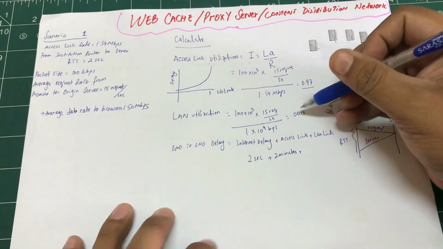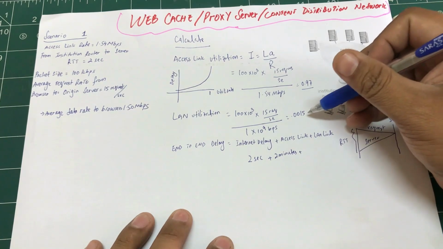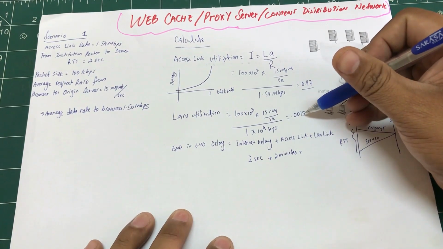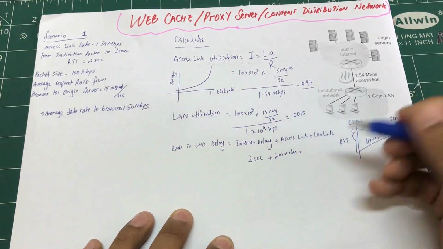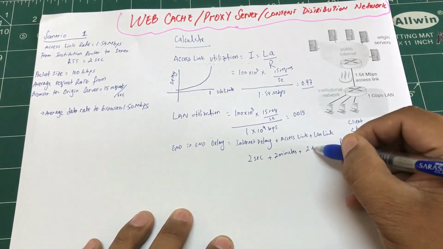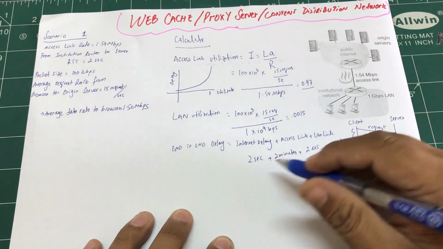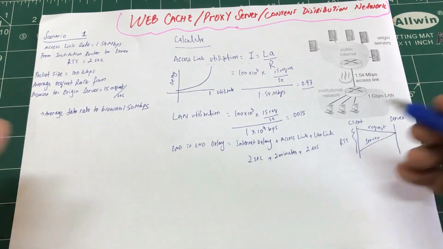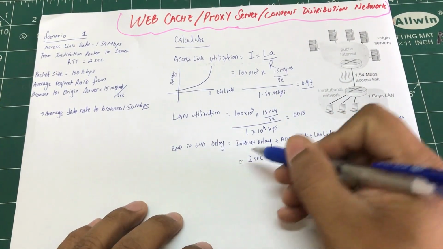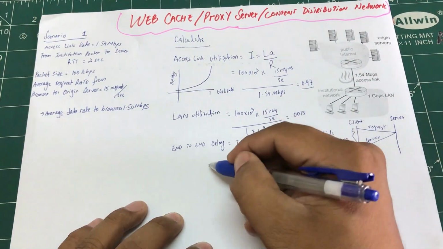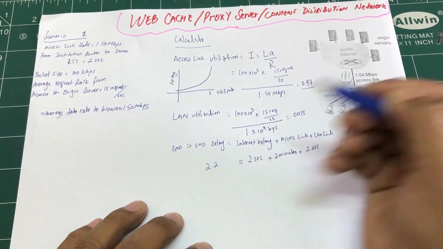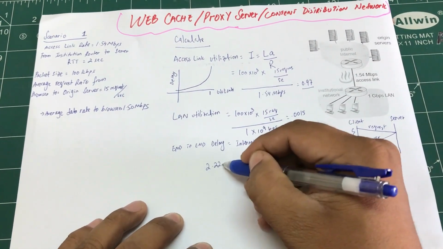Now if I look at the LAN utilization, my LAN is underutilized. Since this is about gigabits per second, I'm going to assume that delay is somewhere around 2 microseconds or something like that. So this value turns out to be in terms of minutes. This delay is going to be in terms of minutes. So this is going to be about what? 2.22 minutes.